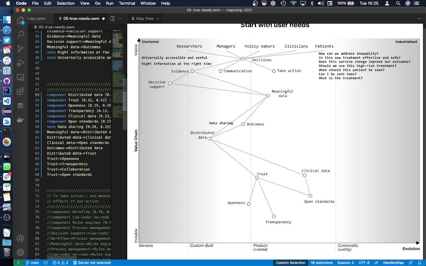Our outcomes and meaningful data are surely based on distributed data. We can't be organisation-centric here. We need to be sharing data, and that requires trust. That requires openness, transparency. It requires open standards. It requires clinical data that's meaningful.